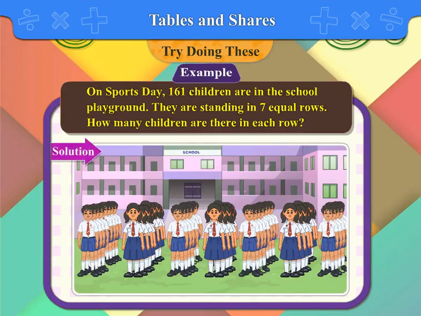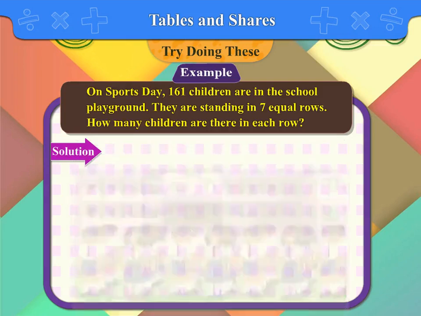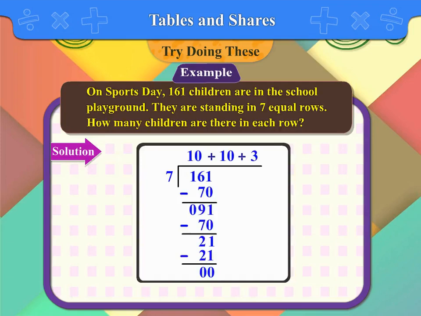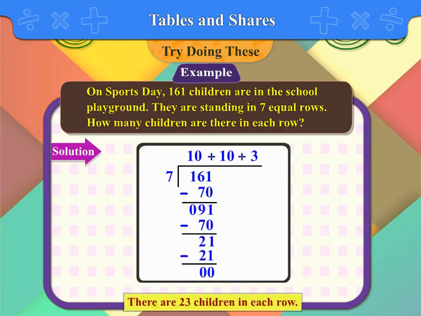Solution. On the sports day, there are 161 students in the school playground. They are standing in 7 equal rows. To find the number of children in each row, we will divide 161 by 7. 161 divided by 7 is equal to 23. Therefore, there are 23 children in each row.